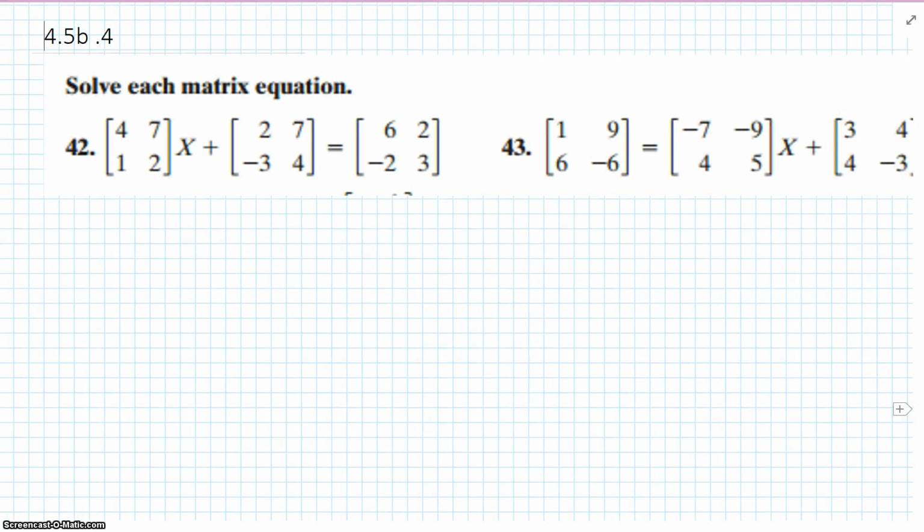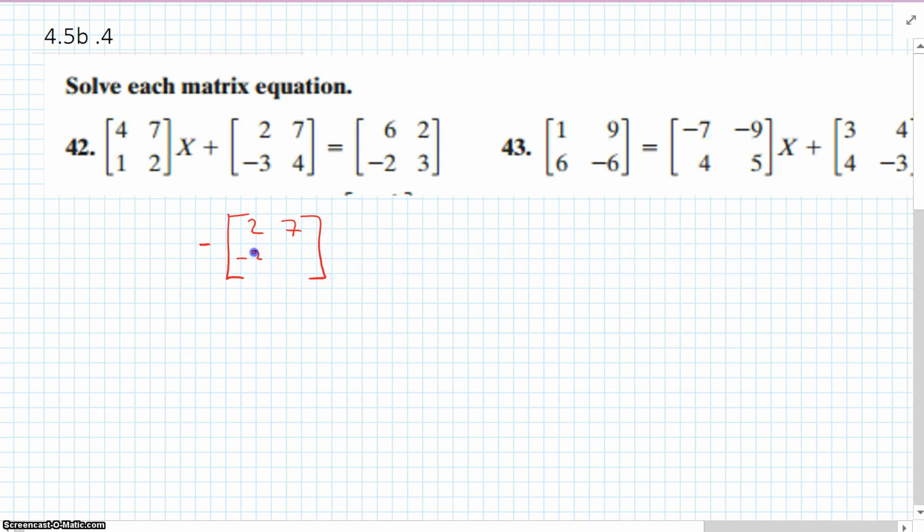All right, last example. Now we're going to solve a matrix equation. First thing we got to do is try to get the variable by itself. So step 1 is we're going to subtract matrix 2, 7, negative 3, 4 from each side. And if you're good enough, you don't necessarily have to show these steps, okay?